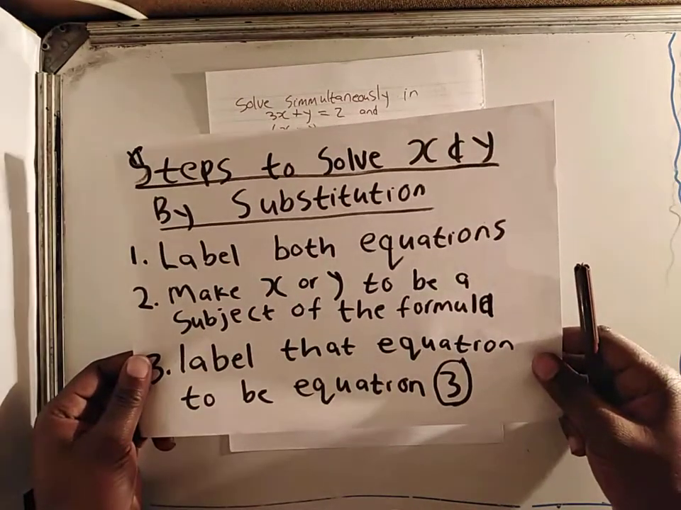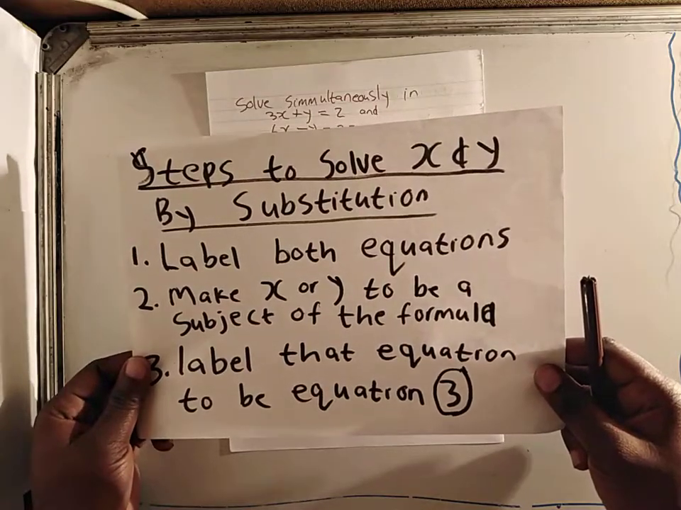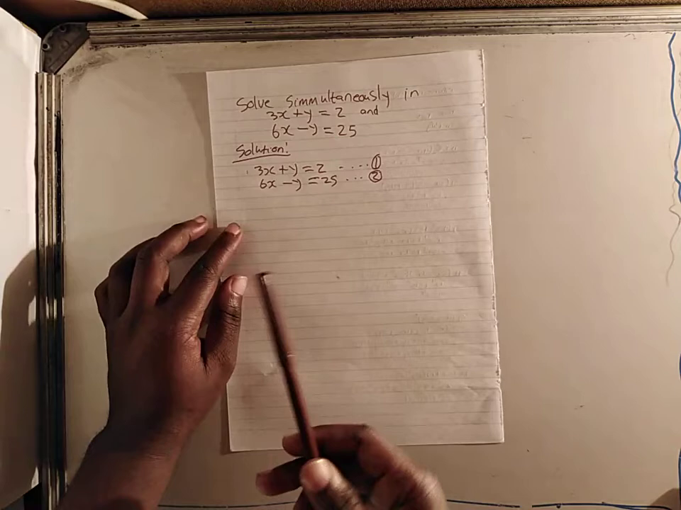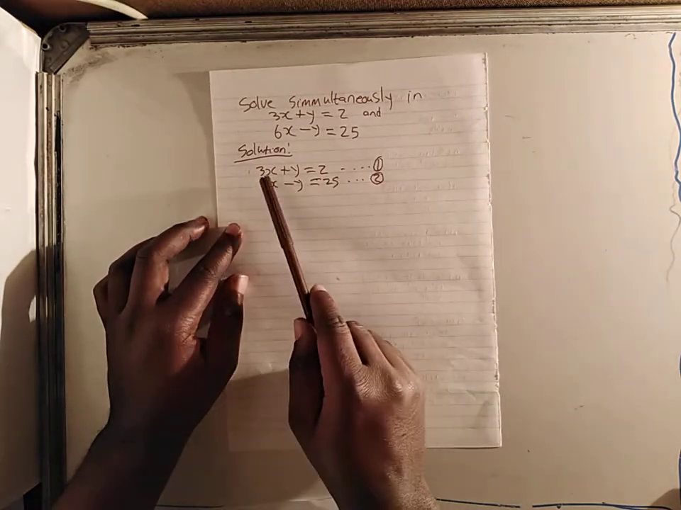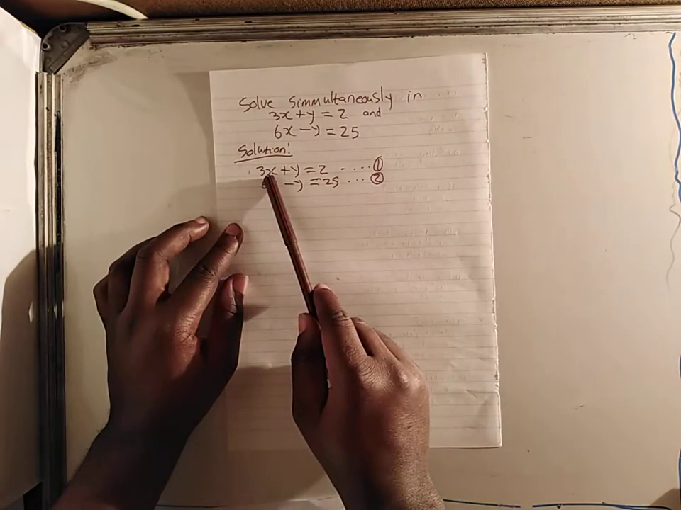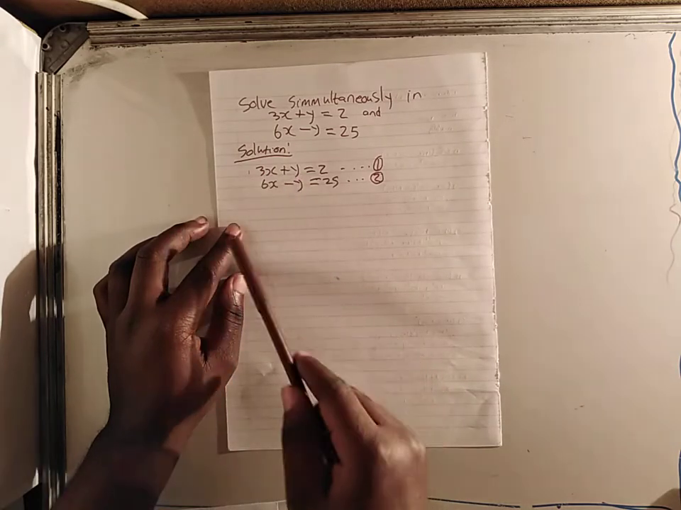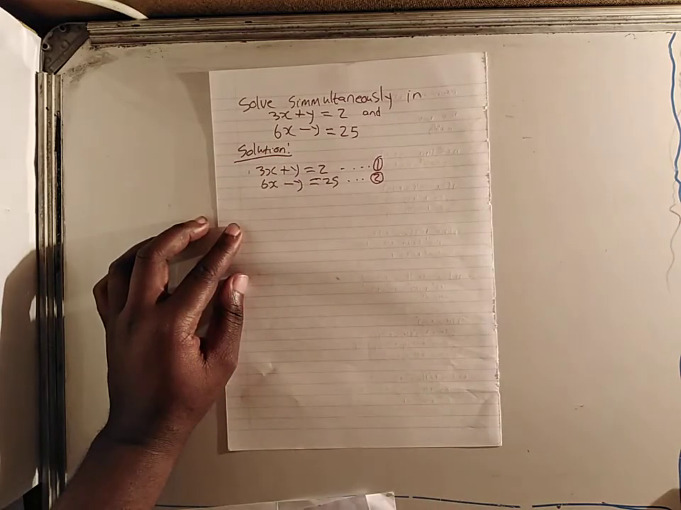Step number 2, make x or y the subject of the formula. Okay, let's see. Can we make x the subject of the formula? It's going to be a lot of work for us. There is y, which is already without a negative sign and without any coefficient, so let's make that the subject of the formula.